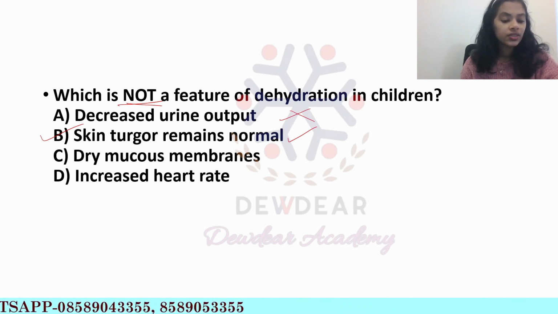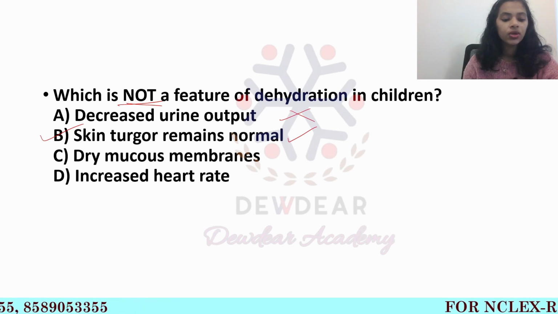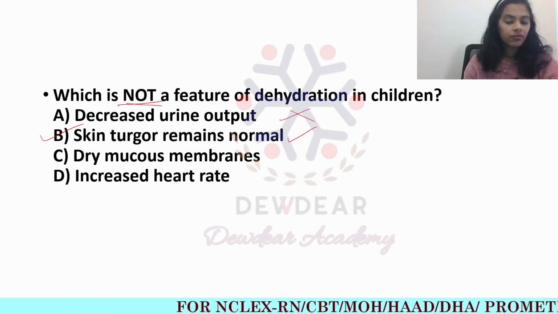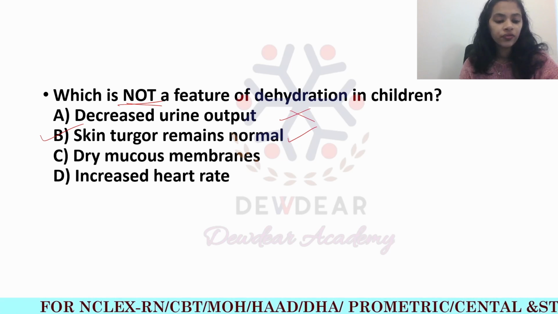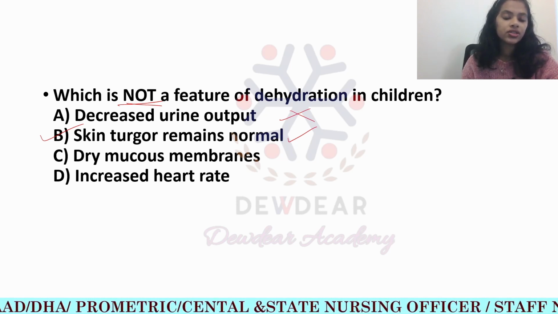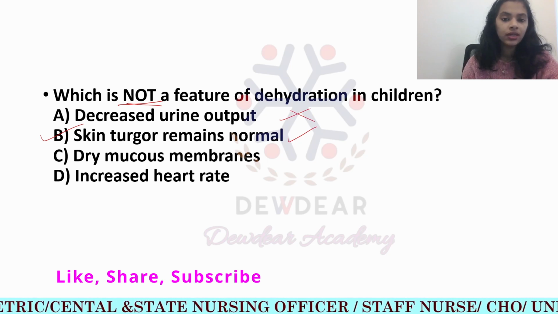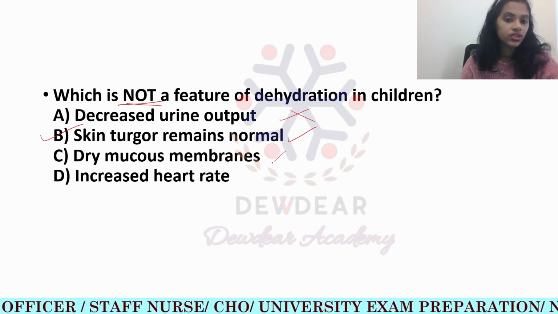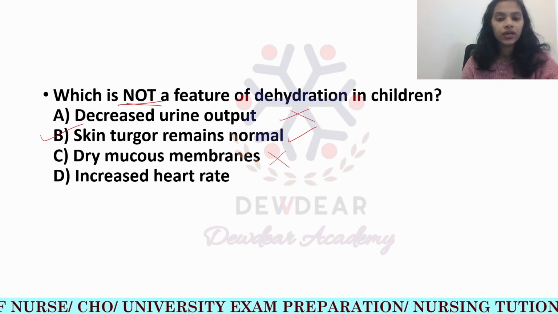Now we have option C, dry mucous membranes. Mainly in the mouth and nose, the mucous membranes will be dry. That is a common sign of dehydration. The body loses fluids including saliva, and that leads to dryness in these areas. So that is a feature of dehydration, and it does not match the question, which asks which is not a feature.